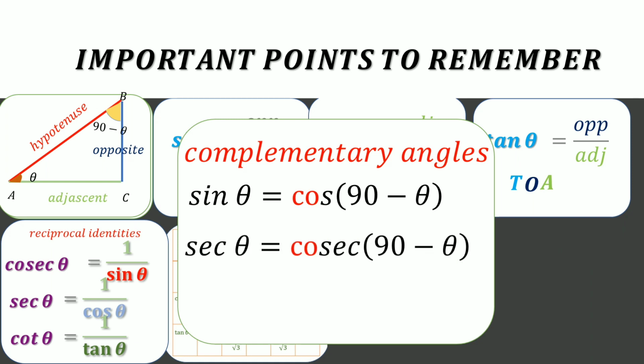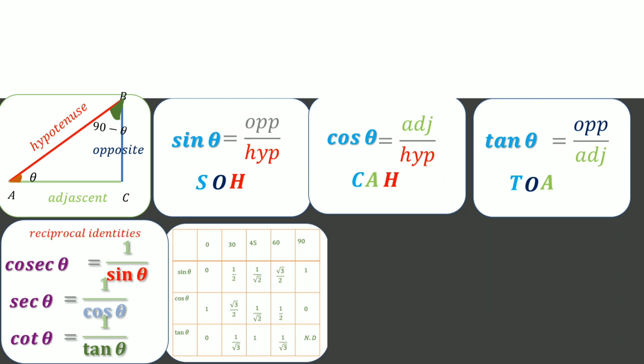Likewise, secant theta is cosecant 90 minus theta. Just add CO in front of it. Tan theta is cot 90 minus theta. Vice versa is also true.